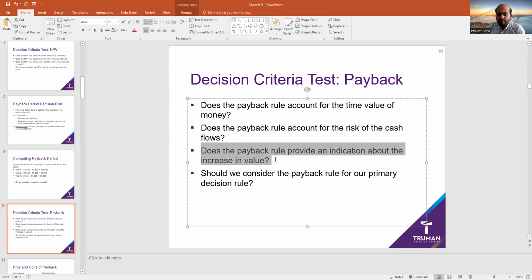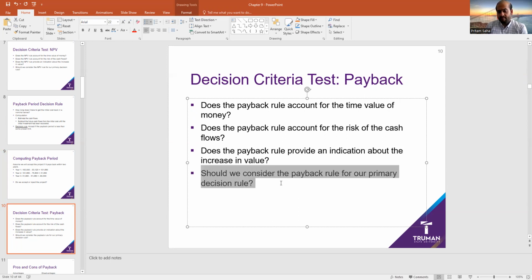Does the payback rule provide an indication about the increase in value? We don't know, because we do not compare today's investment with the present value of all the expected cash flows. What we do is just look at the raw numbers and find out within how many years our initial investments will be returned or covered.